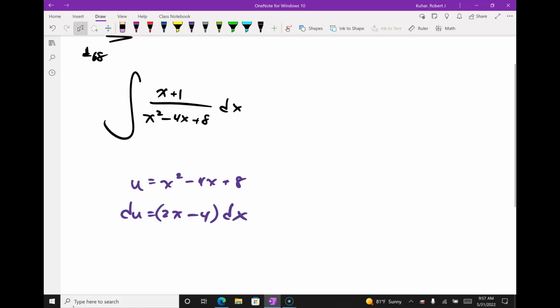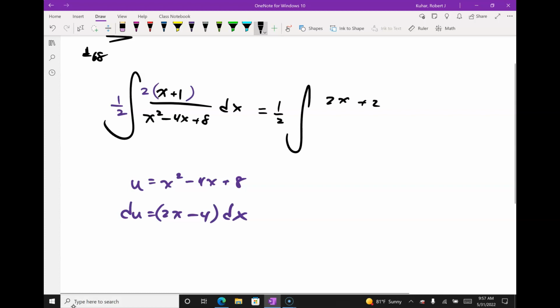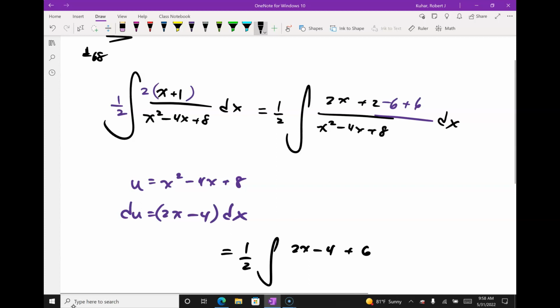Well, I need a 2x. Can I get a 2x? Yes. I can multiply everything upstairs by 2. So now look at what I have. I have 1/2 of the integral of 2x plus 2 over x squared minus 4x plus 8. But I don't want a 2x plus 2. I want a 2x minus 4. So I'm going to subtract 6 and add 6. So I multiplied by 1. I added 0. So look at what I have. I have 1/2 of the integral of (2x minus 4 plus 6) all over x squared minus 4x plus 8 dx. Everybody okay with me?